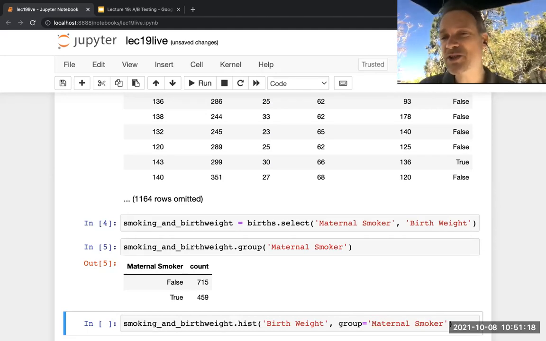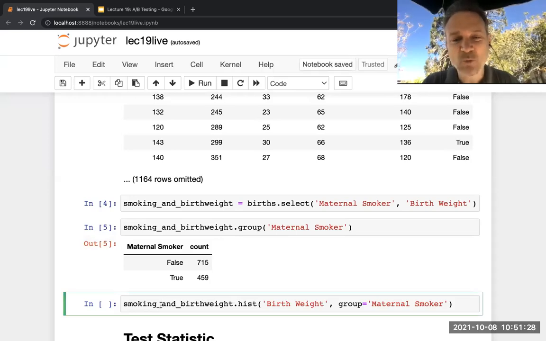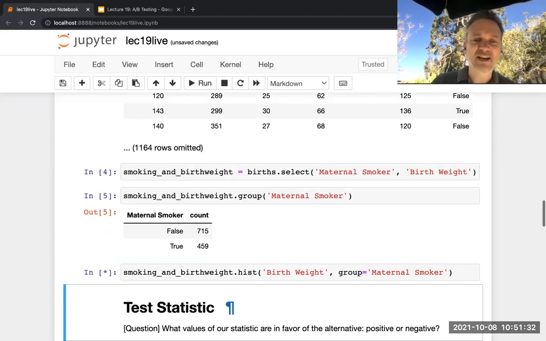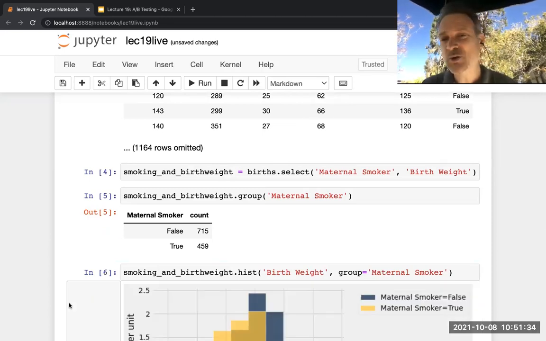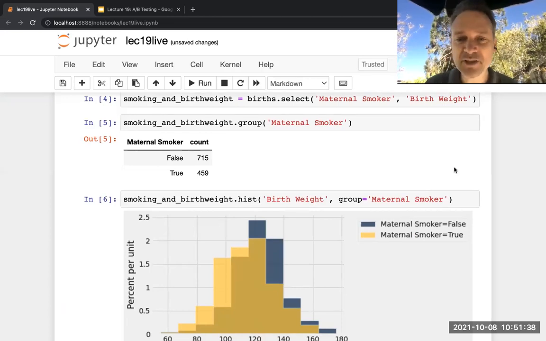So one of the questions the researchers wanted to know is, is there an association between those two? Is there a relationship? Here in this data set, we have 459 smokers and 715 non-smokers. And we can do a histogram of the weights of the babies for each of those two groups. You can see here in yellow are the babies of smokers, and in blue are the babies of the non-smokers.